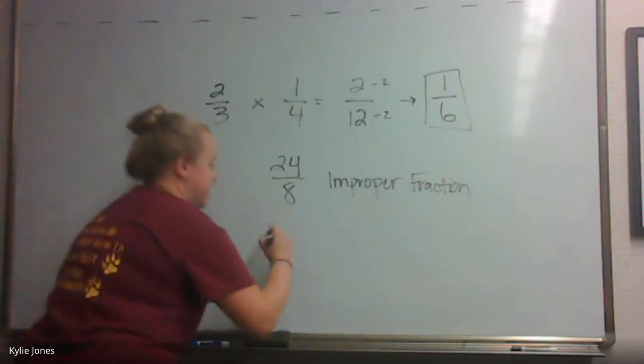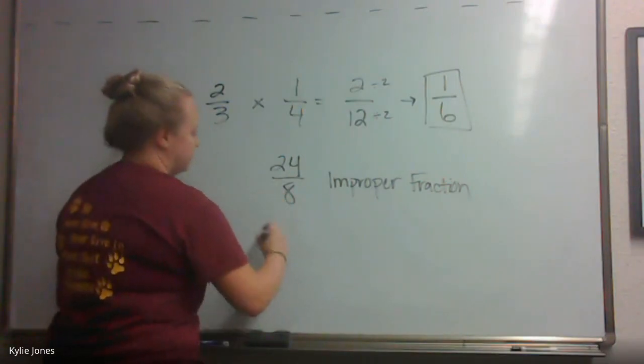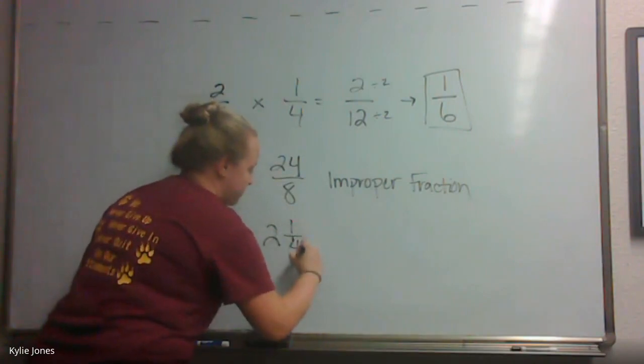What's the difference between that and if we say, let's say, 2 and 1/4? That's a mixed number. This one is a mixed number.